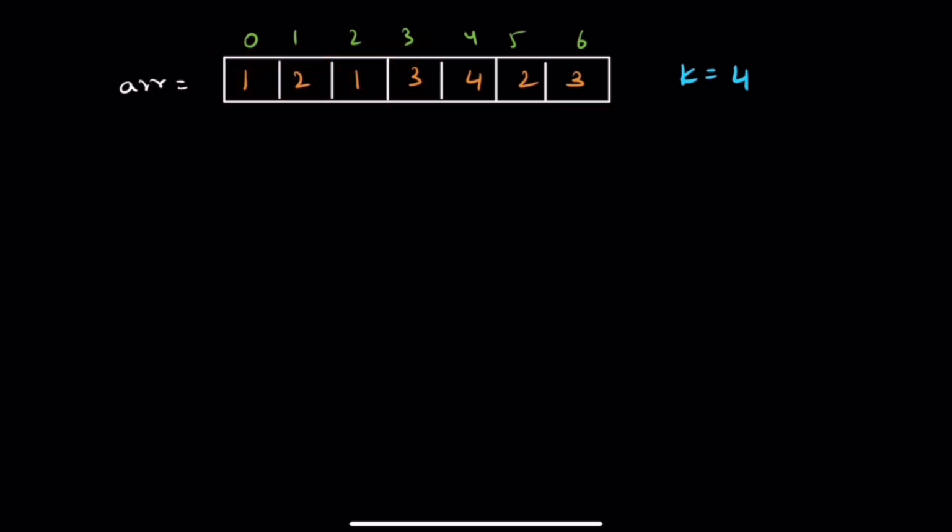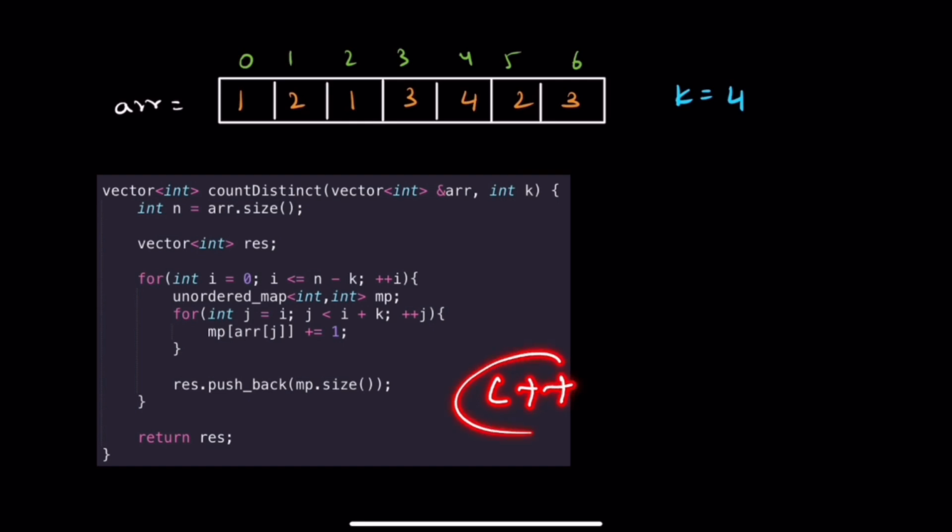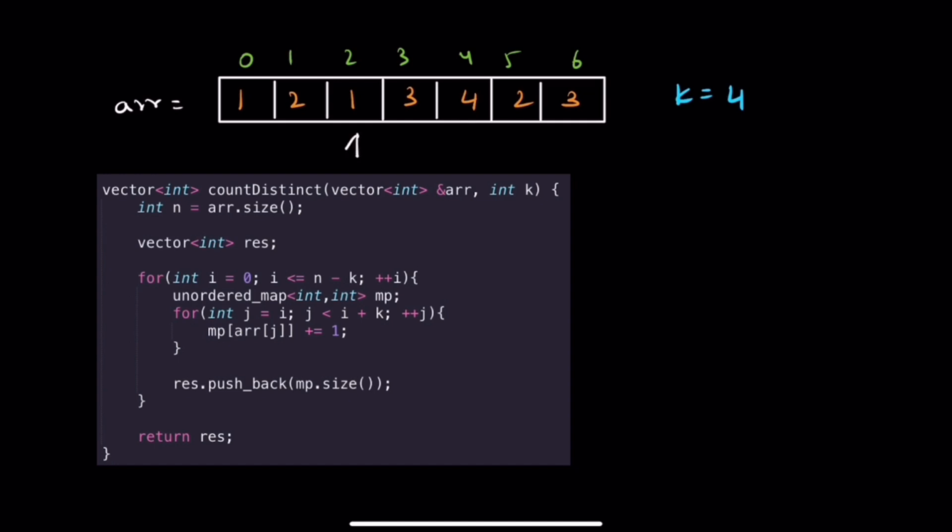So let's see the code to get much more clarity on this. This is the code in C++, although the logic remains the same. The function name is countDistinct, where we have been given an array and k. Firstly, we have taken the array size and stored it in n. Then we have declared a result variable which we will return at the end. As we discussed, we need to use two nested for loops. One loop to track the position we are at, and the second loop to traverse from that ith position till the i plus kth position.